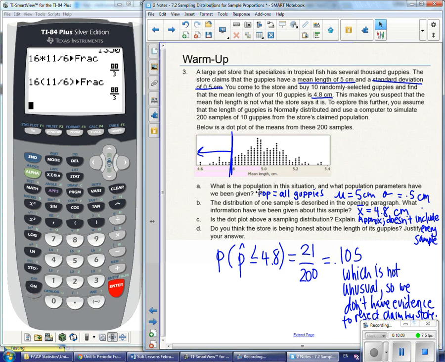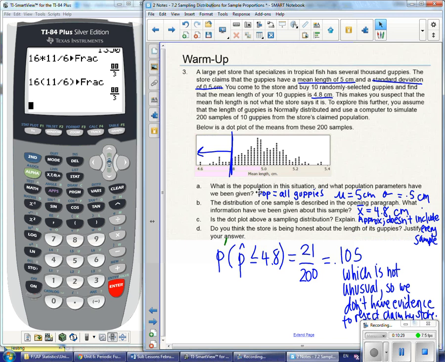If I look at the probability of finding a proportion that's less than 4.8, and again, this is just a simulation, so it's not exact. So I'm actually going to put a little prime there where my probability is, because it's based on an experiment, not theory. But seeing a probability of like 10.5% really isn't that unusual.